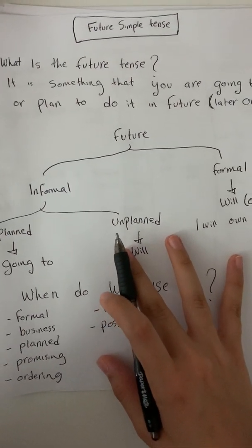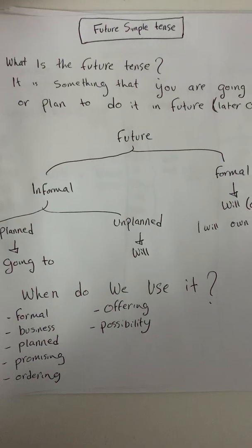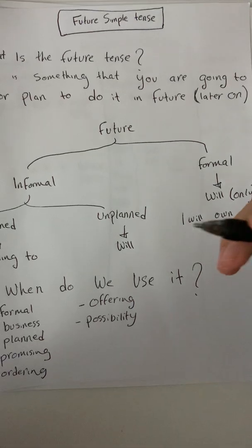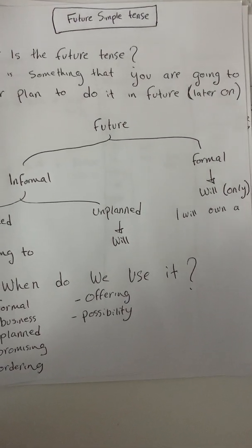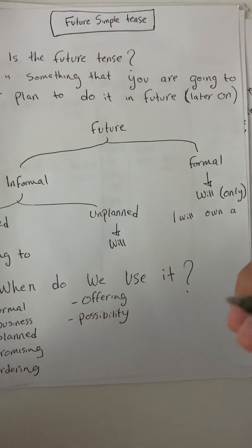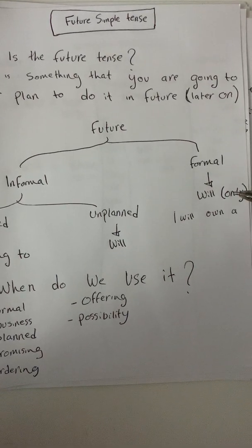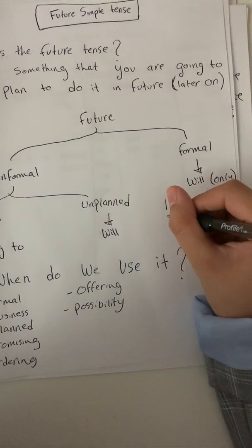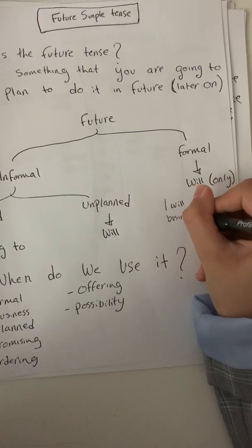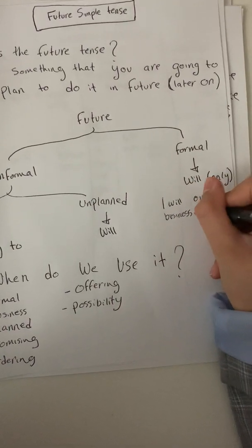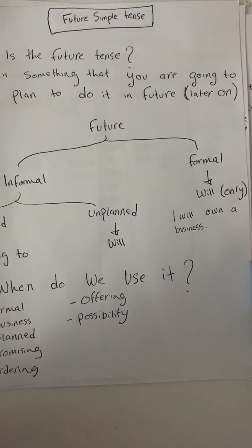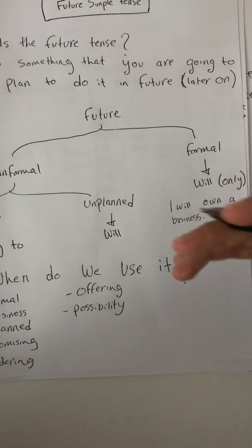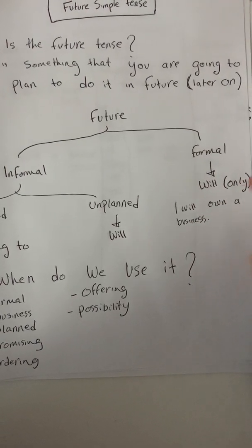Future simple can be used in formal and informal text or conversation. If you want to use it in a formal conversation or formal typed text, an essay or any type of text, you can only use will. For example, I will own a business. You plan to own a business, okay? Maybe next year, maybe in the next few years, you're planning to do this thing, okay?